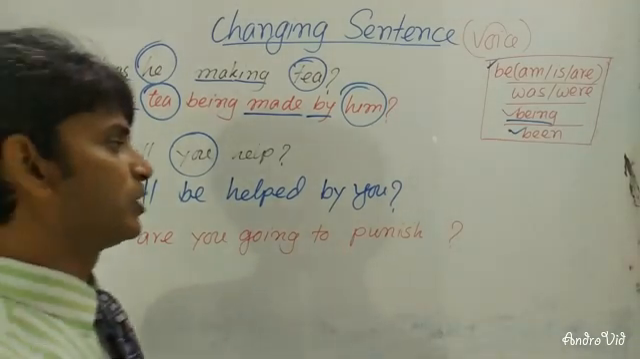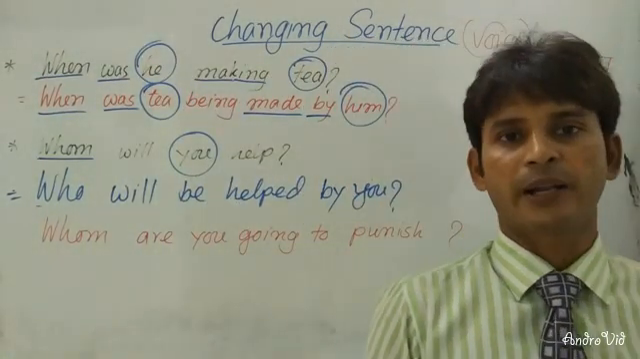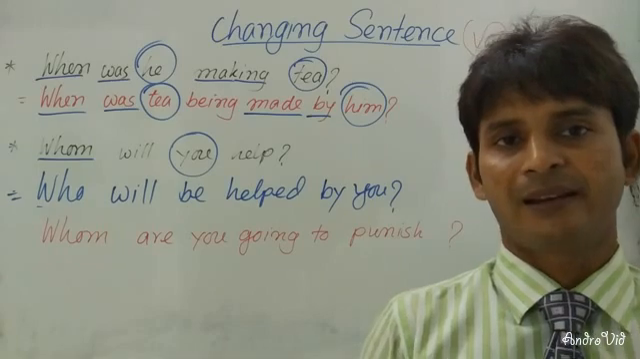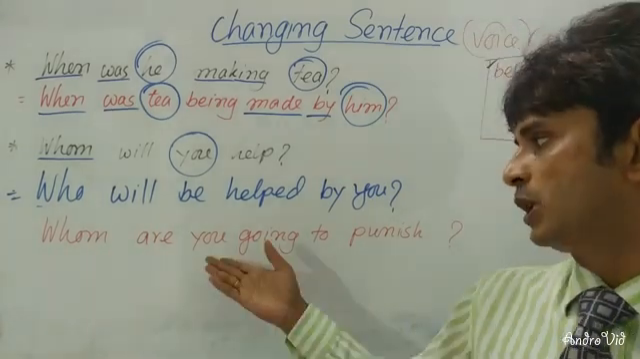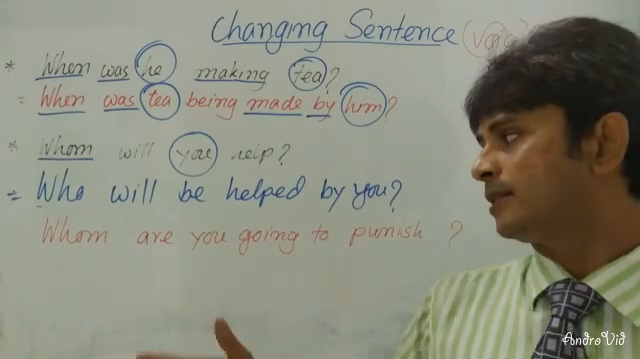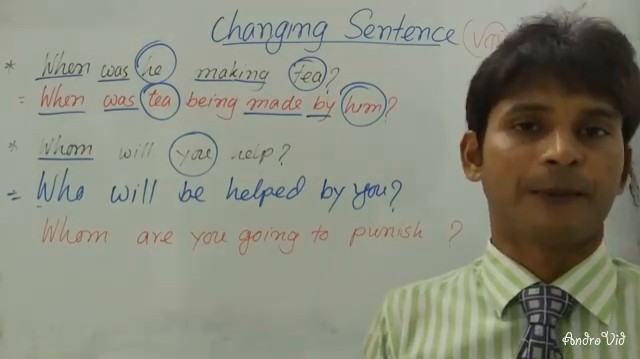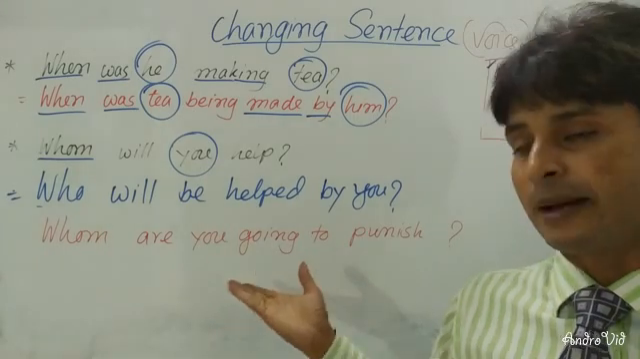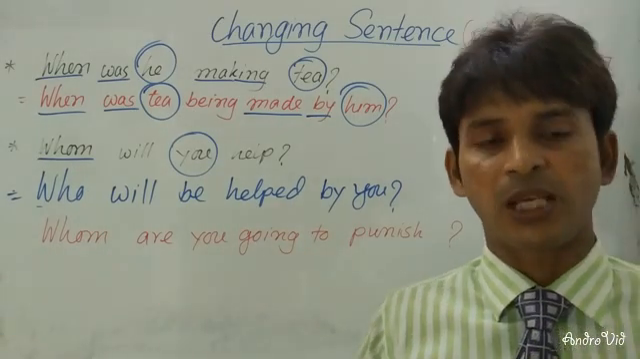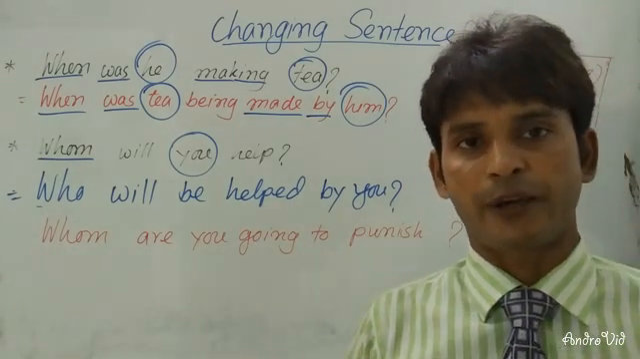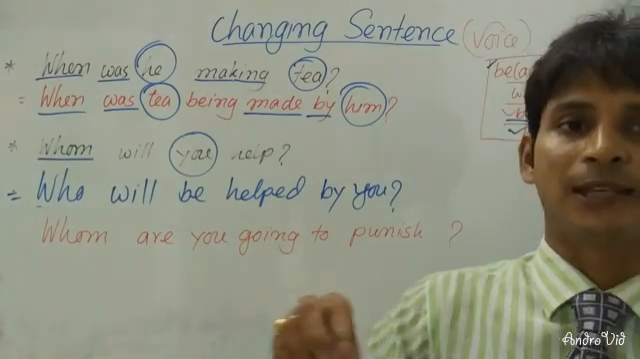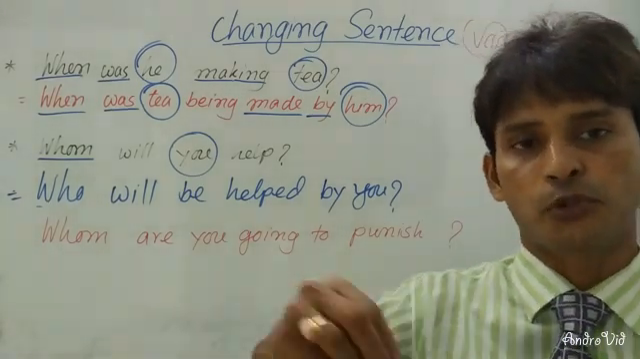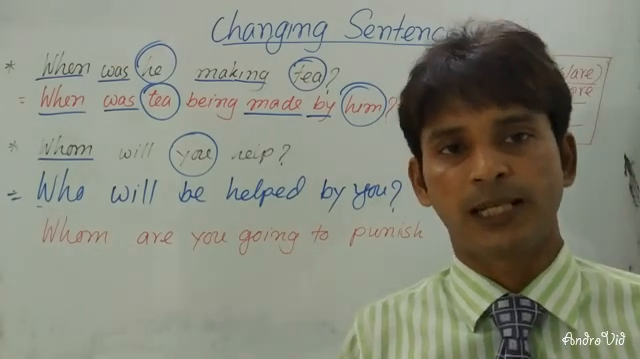Whom are you going to punish? Here is a sentence. Whom is the object, and you is the doer here, and you is also the subject here. And there is am going to, is going to, are going to. If you have am going to, is going to, are going to, or was going to, like this, you will have to use be after to at the time of changing into passive.